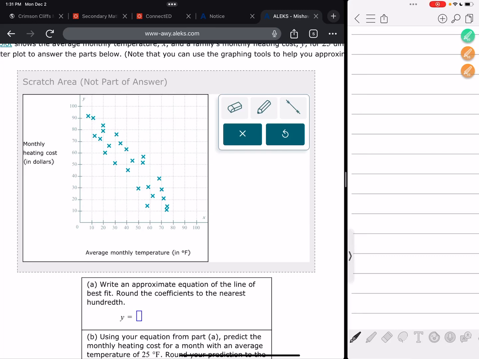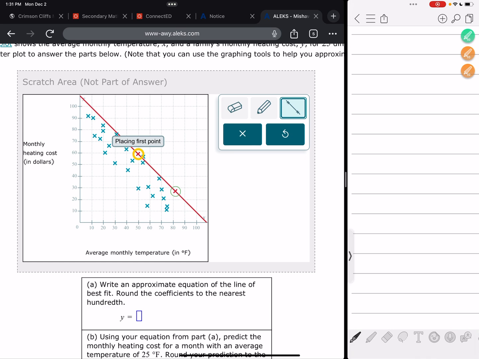Okay, so we want to make a line of best fit, create an equation, and then predict using that line of best fit. Now, please note, this is really just scratch area for you to get your best interpretation of what you think the line of best fit should be. So please note, that's what we're looking at when we do this.